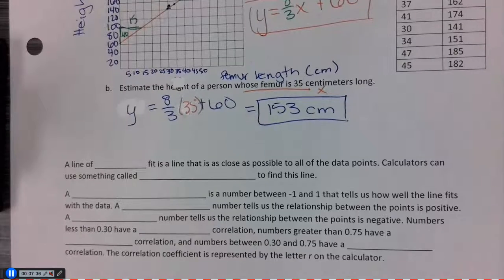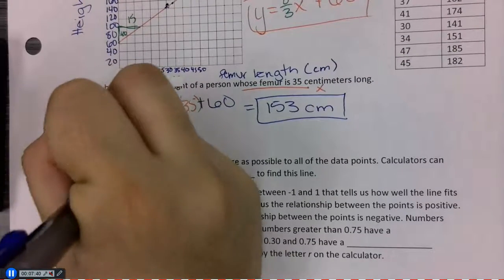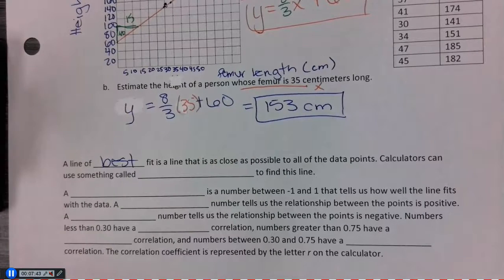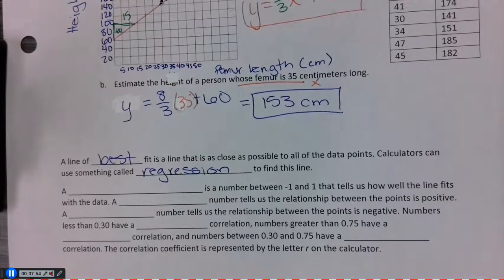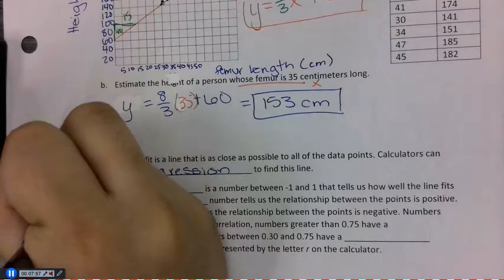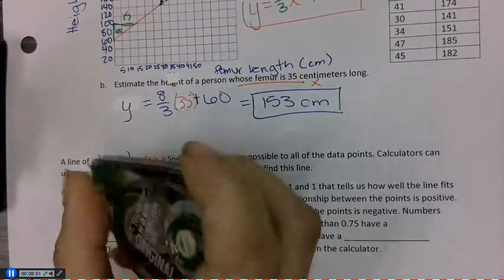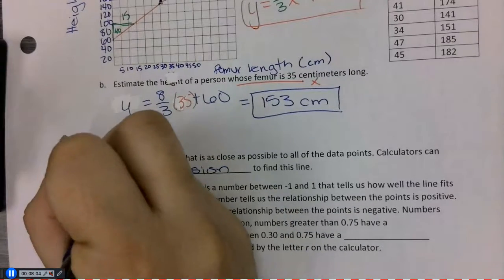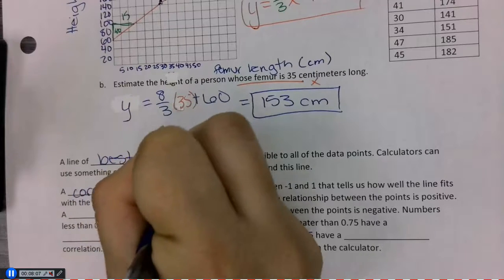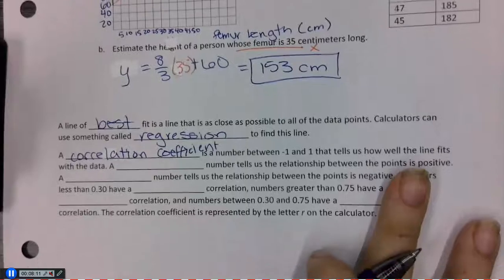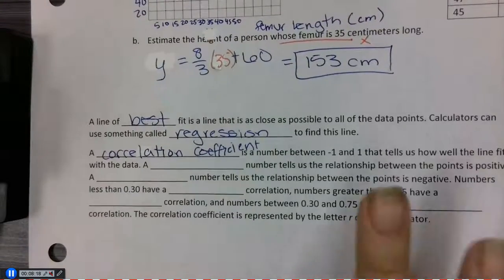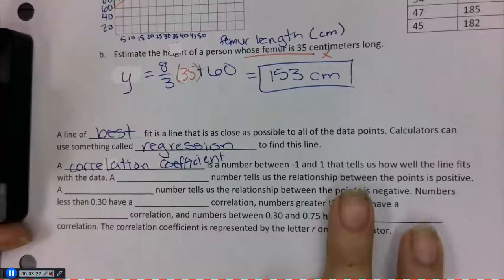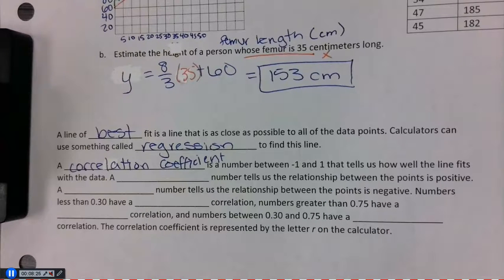Okay. So filling in the blanks, a line of best fit is the line that fits as close as possible to all the data points. Calculators can be more precise with this, and they use something called regression to find them. So then there's something called a correlation coefficient, and it tells me how well the data fits the line.